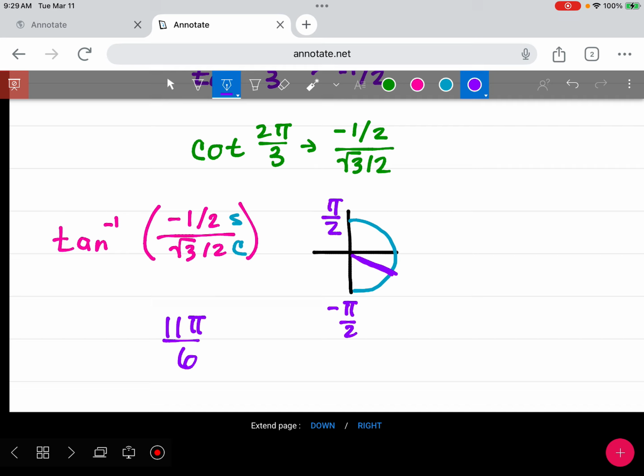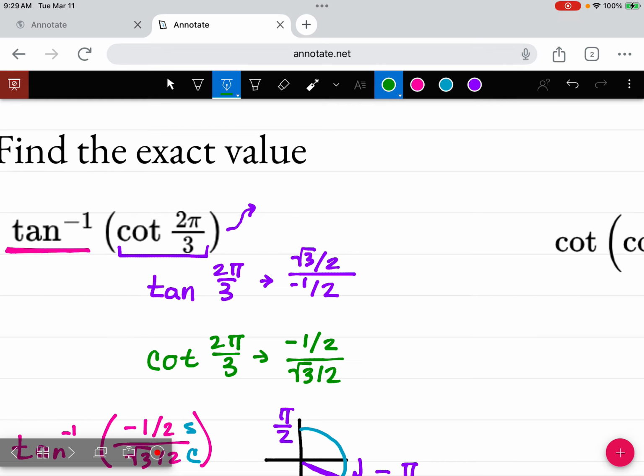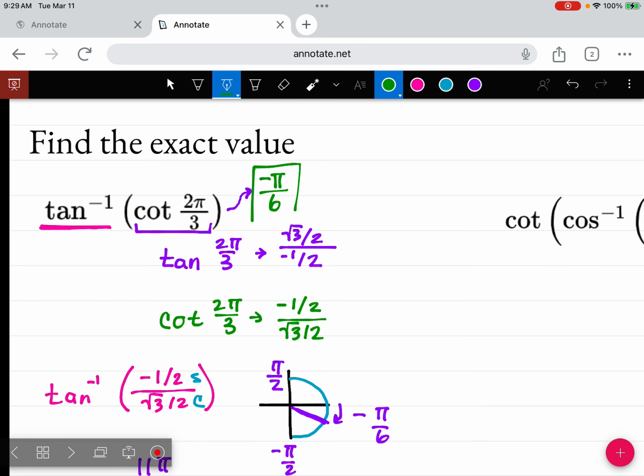So thinking through our unit circle helps us find our angle, but in order to get it into the domain of our inverse, we're going to put this as a minus pi over 6, which is coterminal with our 11 pi over 6. It's just in our domain. So we've got to make sure we get it into the domain. That's probably the trickiest part of these inverses, making sure we wind up with our angle in the quadrant we want it to be in, with the right signs. So our answer on this one is negative pi over 6.